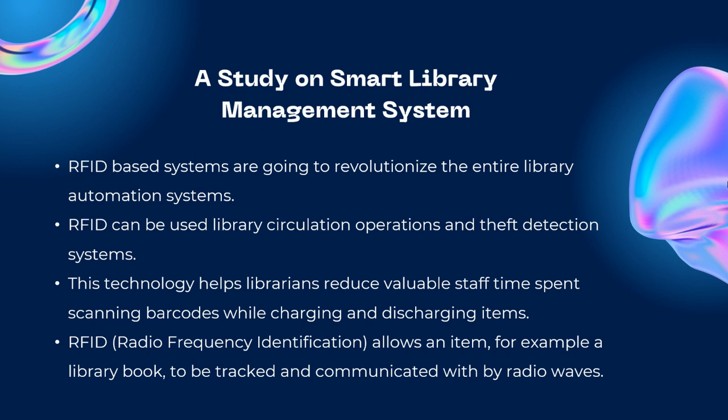RFID allows an item, for example a library book, to be tracked and communicated with by radio waves. This technology is similar to the concept of a cell phone. RFID is a broad term for technology that uses radio waves to automatically identify people or objects. There are several methods of identification, but the most common is to store a serial number that identifies a person or object, and perhaps other information, on a microchip that is attached to an antenna.